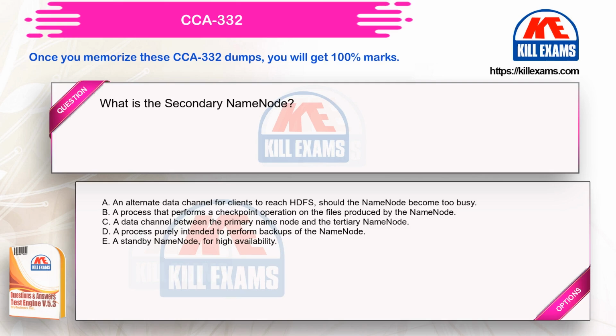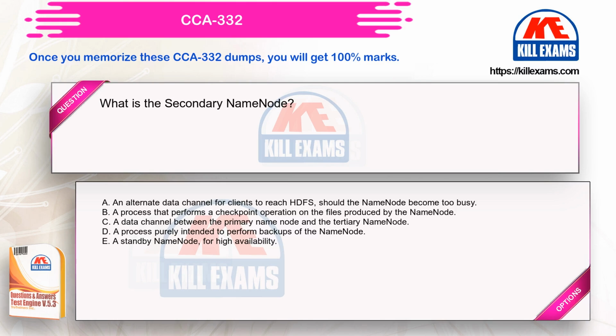What is the secondary name node? Option A. An alternate data channel for clients to reach HDFS, should the name node become too busy. Option B. A process that performs a checkpoint operation on the files produced by the name node.